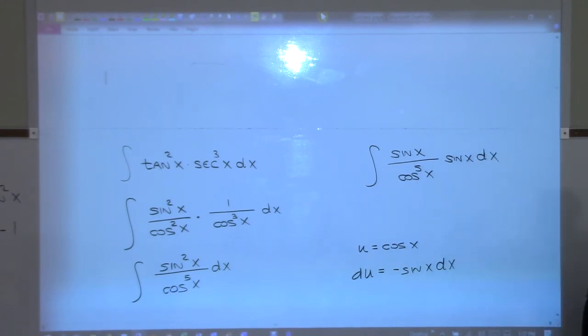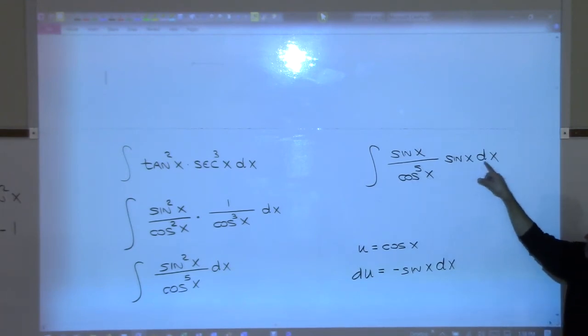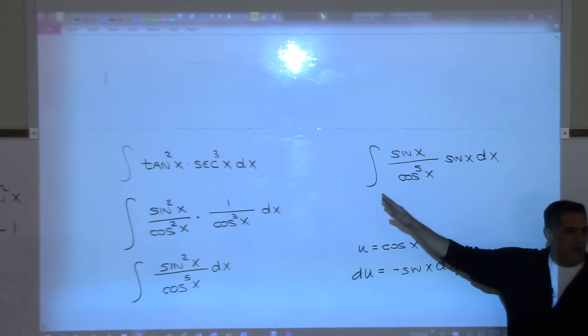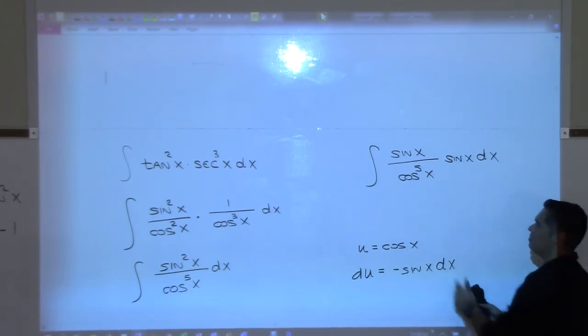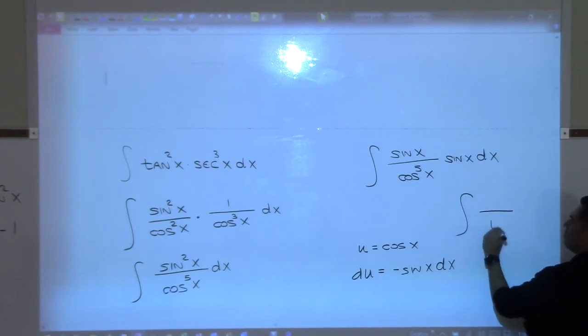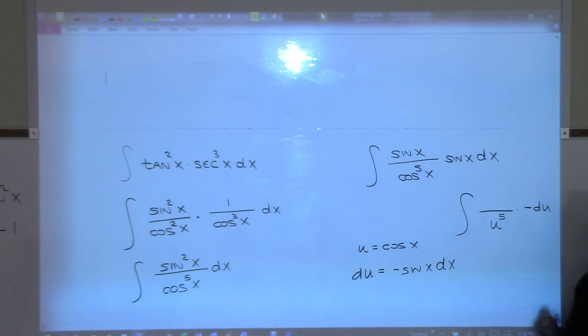Like I could do that, right? And then if I make this substitution, this could become u to the 5th on the bottom, right? Here's du. I'm off by a sign, so I could pull a negative out. So this could be rewritten right now: u to the 5th on the bottom times this part right here, which would be negative du.